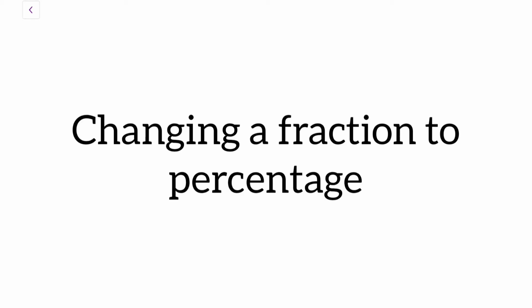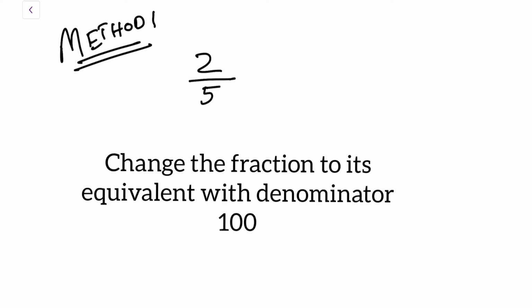Now let's see how we can change a fraction to a percentage. Alright. There are two methods. Let's look at the first method. We are looking at how you can actually change a fraction to a percentage. So let's take this fraction 2 by 5. How do you express this fraction as a percentage? So in method 1, what you have to do is to just change the fraction to its equivalent with denominator as 100.